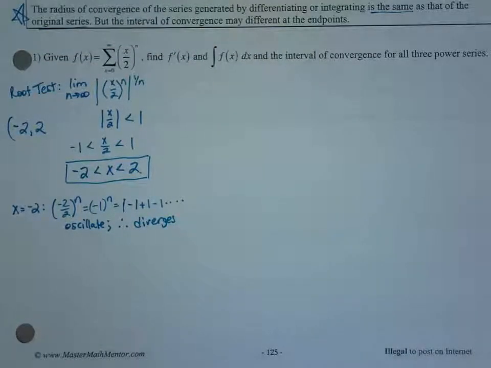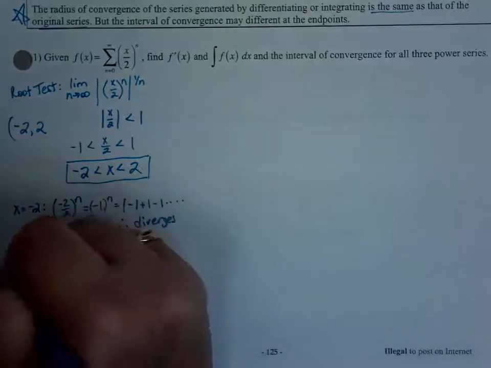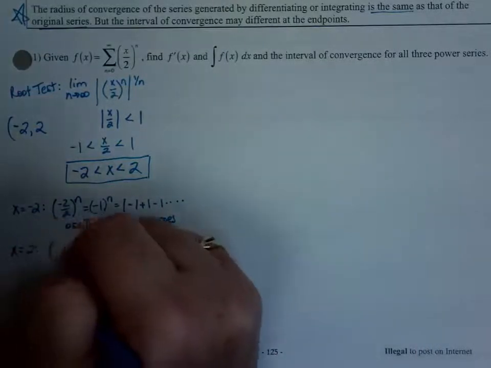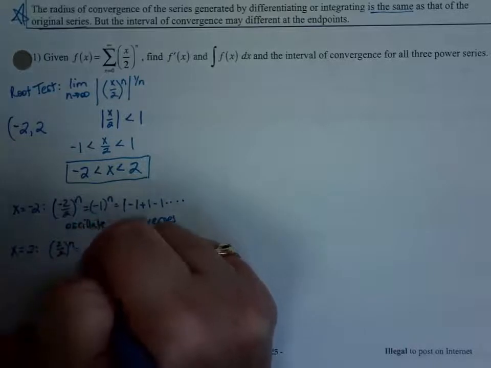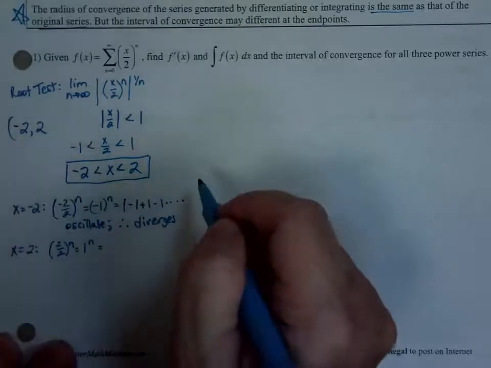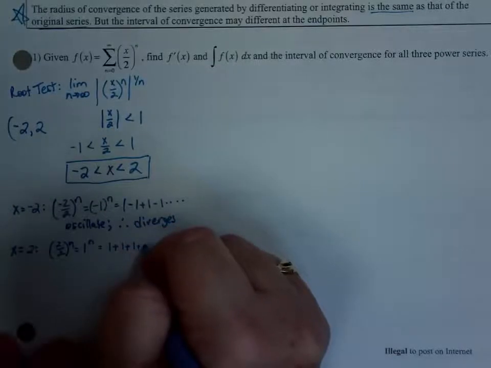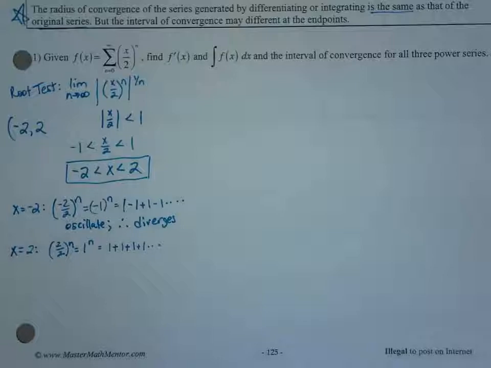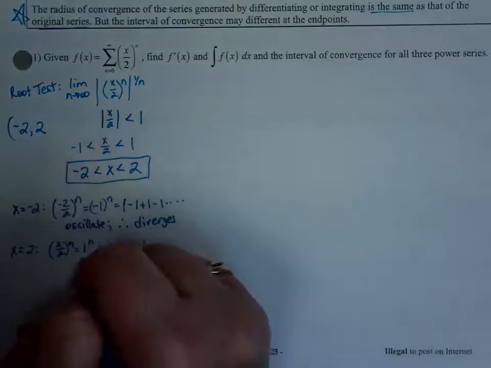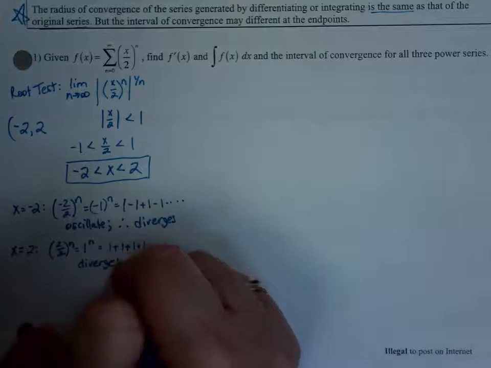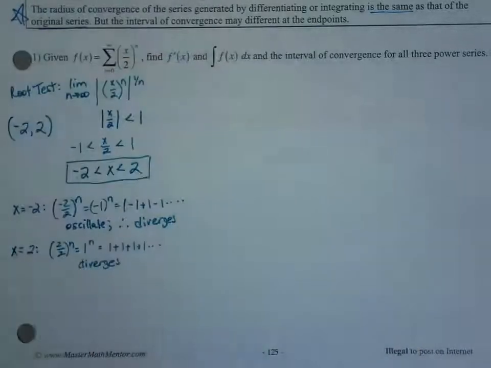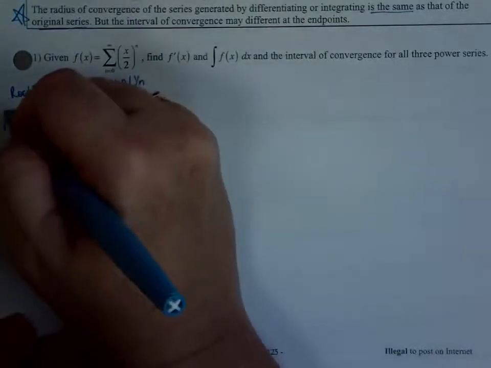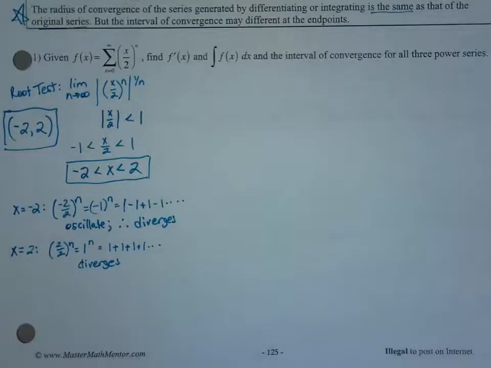Okay? X equals +2 now. So that's going to be +2 over 2 to the n, which is 1 to the n. 1 plus 1 plus 1 plus 1, and so on. Is that sum approaching infinity, or is that sum approaching another number? Infinity. This one is diverging. So its endpoint also gets a parentheses. So there is my interval of convergence right here, -2 to 2, for the original equation, in parentheses on both ends. That's for F.